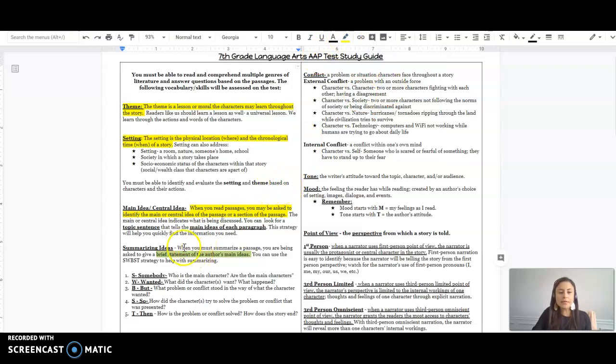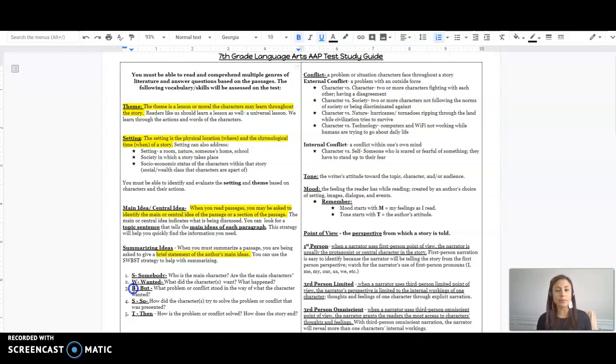Okay? And some of you may know this strategy right here. Somebody wanted, but so then. You can ask yourself that when you are trying to figure out or put together a summary of a passage. So somebody, think to yourself, who is the main character or who are the main characters? Wanted, what did they want? Or what did the characters want? What happened? But what problem or conflict stood in the way of the character? Okay, what happened? What was the conflict?